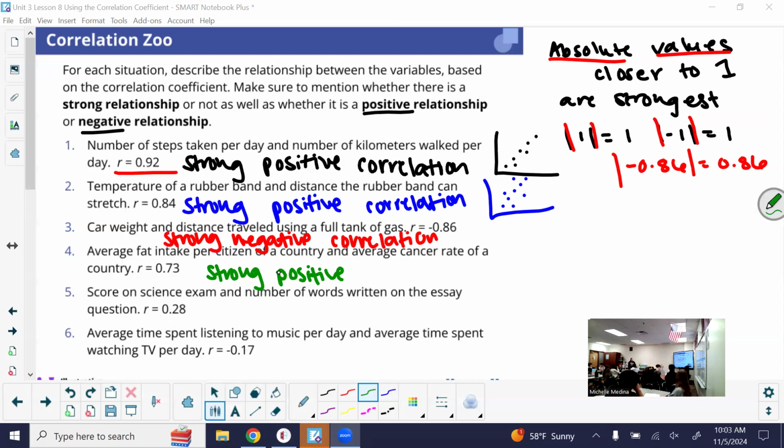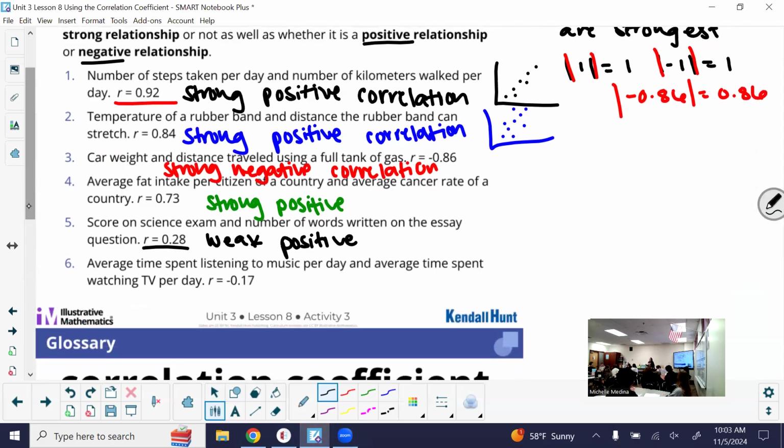All right, table 1. The score on science exam and number of words written on the essay question. Is that strong or weak? Weak. Because it's closer to 0 than it is to 1, so I would agree. Not as strong of a relationship at all. And table 2, positive or negative? Positive because why, class? It's a positive number. If it was negative, we just put a negative on there. All right. Well, we know now.